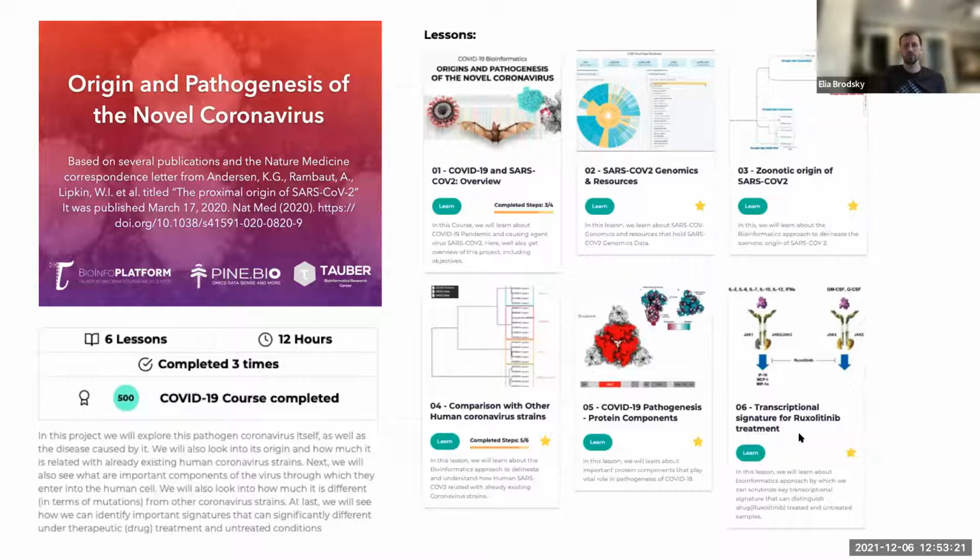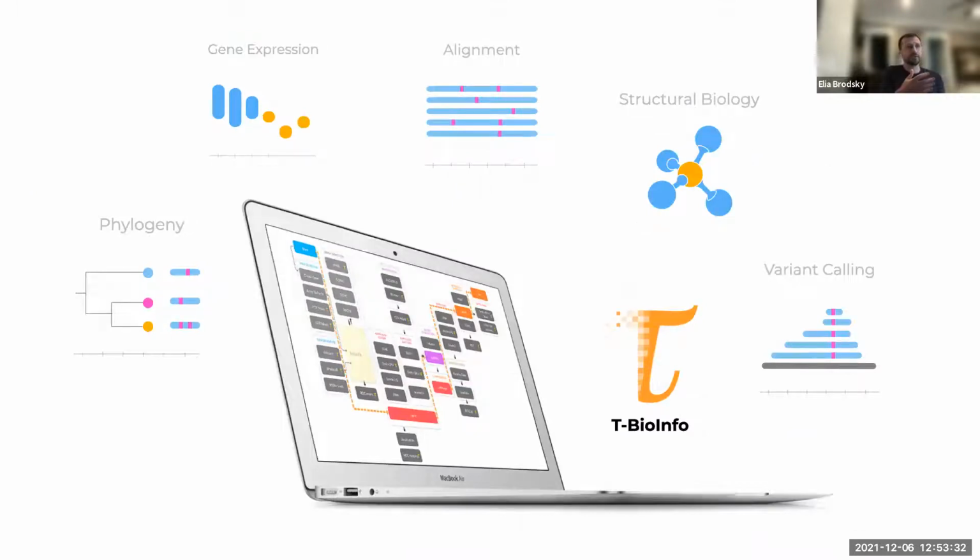So how do we understand those pathways, like the JAK-STAT pathway for inflammation and things like that? It's a great resource to get started, and also learn some of these techniques using the T-Bioinfo platform, right?